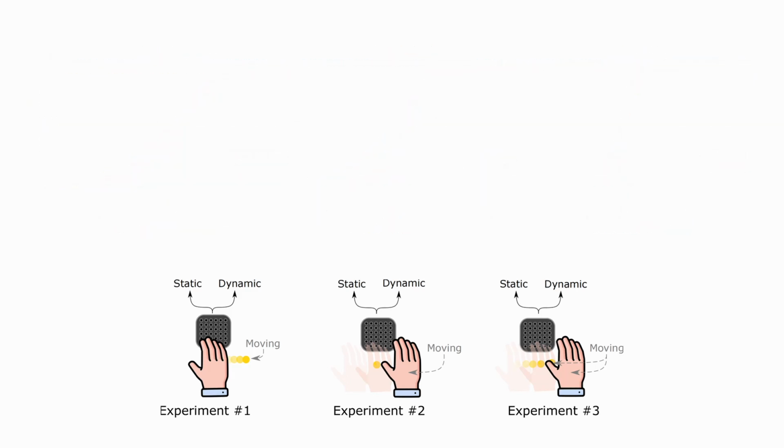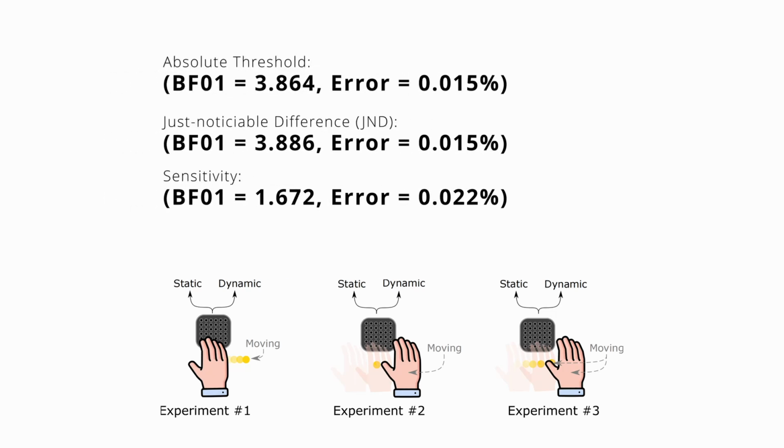We conducted a set of Bayesian t-tests on the results of these three experiments and discovered that the performance of the two conditions does not differ substantially, indicating that the dynamic rendering of ultrasound mid-air feedback is perceptually equivalent to the static rendering, which makes the proposed system suitable for use in the real world.